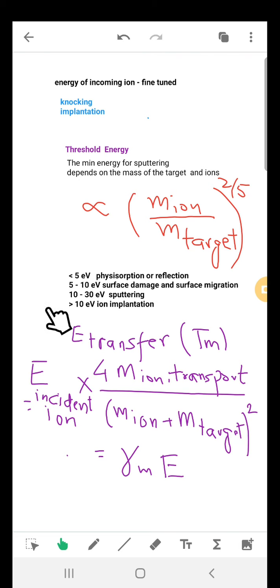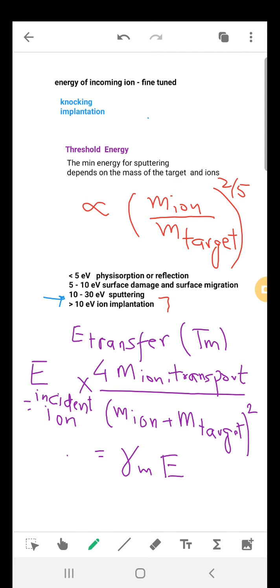And talking about the different energy ranges, if the energy is low, less than 5 electron volt, then resorption or reflection may take place. If the energy is between 5 to 10 electron volt, then surface damage and surface migration may take place. If it is 10 to 30 electron volt, this is the energy range that we should keep while doing sputtering. So if it is 10 to 30 electron volt, then the sputtering will take place. And if it is more than that, then ion implantation will take place. So you can see that there is an overlapping, and this overlapping is again dependent upon a lot of things: sputtering yield, angle, pressure, etc.